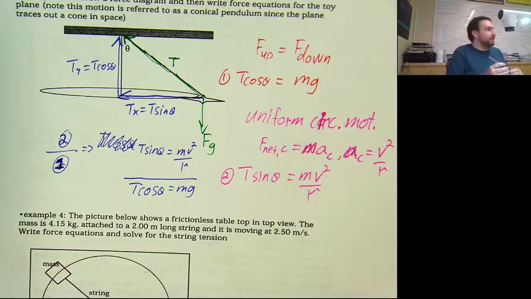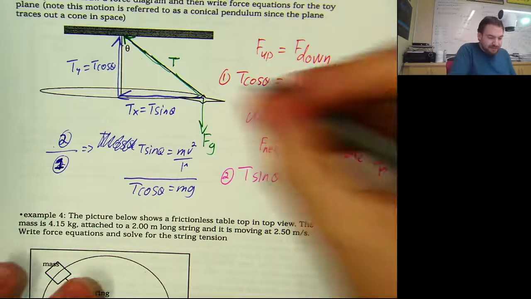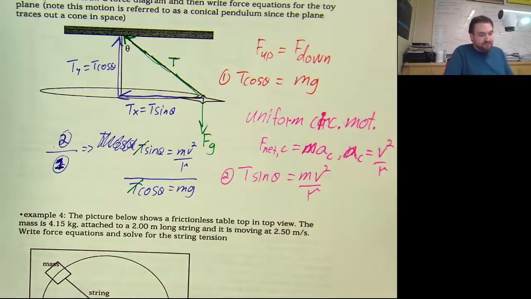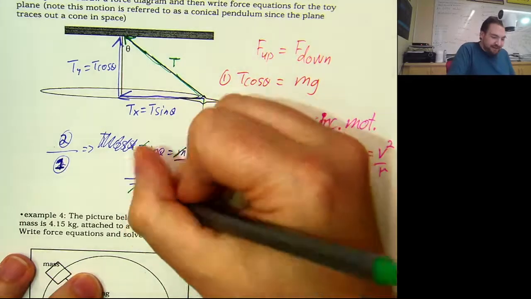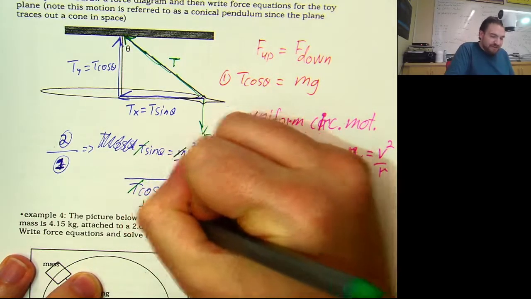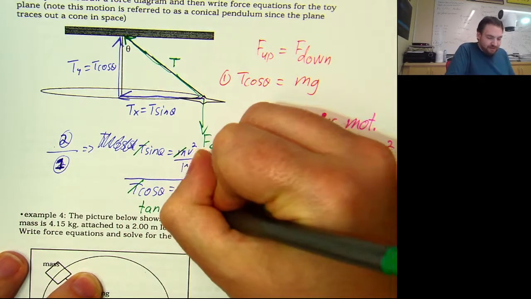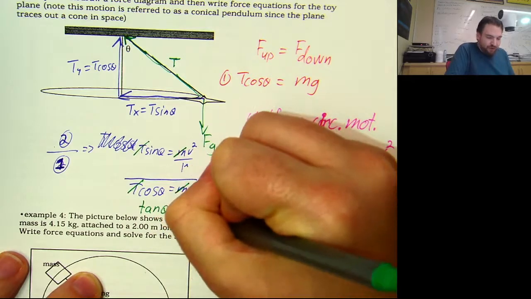Look at what's going to happen here. Some things are going to cancel. What's going to cancel? My tensions are going to cancel. What else is going to cancel? My masses are going to cancel. Sine theta over cos theta equals tan theta. So tan theta is going to equal v squared over rg.